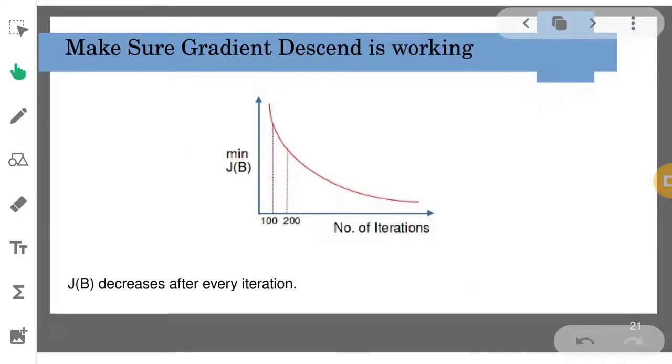How to make sure that gradient descent is working? If you see that J(b) decreases after every iteration, then it means gradient descent is working.